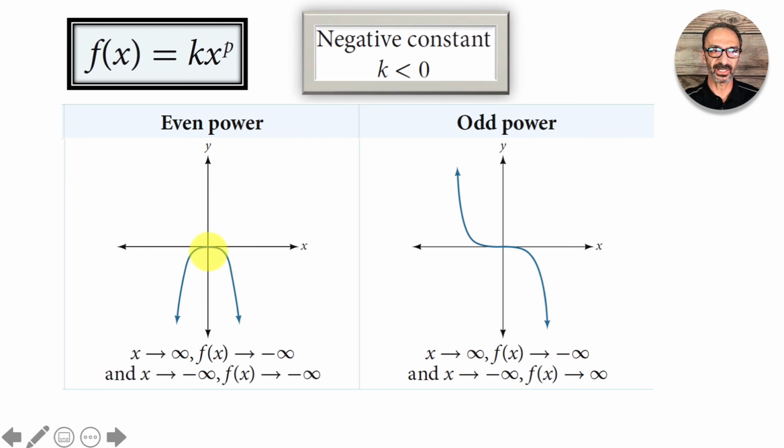In this case, as x approaches -infinity or positive infinity, both ways f of x goes to -infinity. In this case, as x approaches -infinity, f of x approaches up to infinity. It's right there. And as x approaches infinity, f of x approaches -infinity. That is end behavior model, and those are examples of power functions.